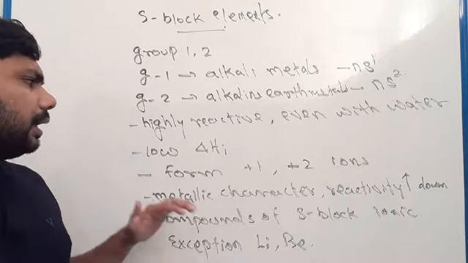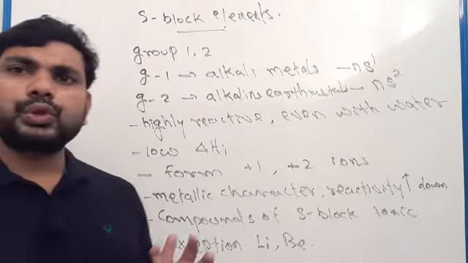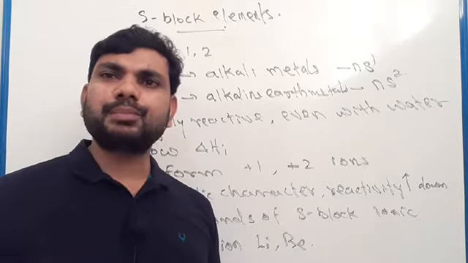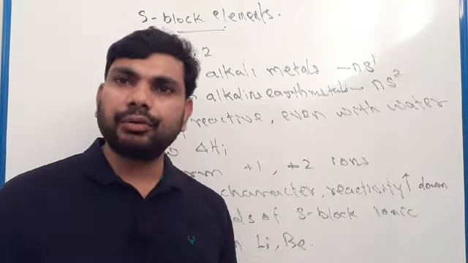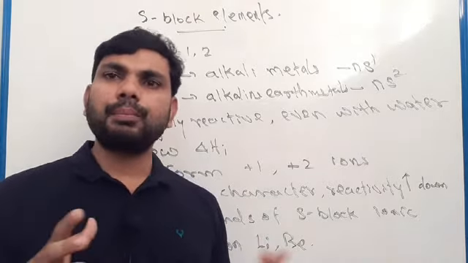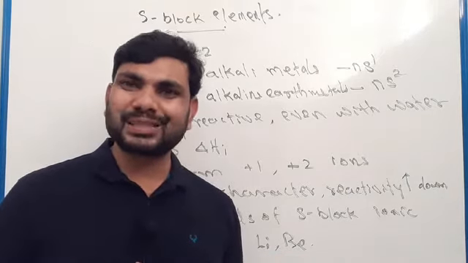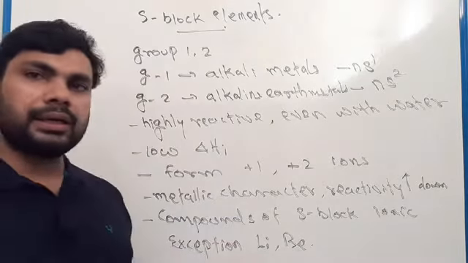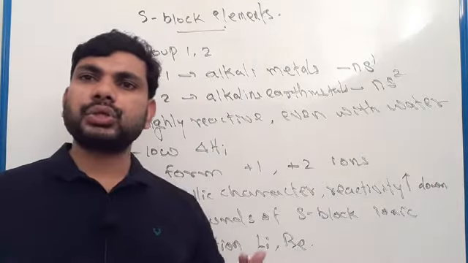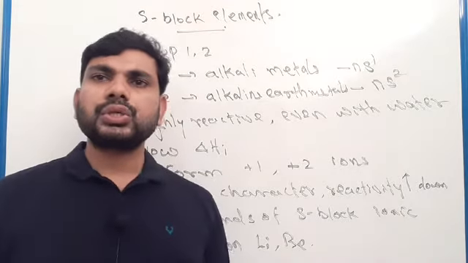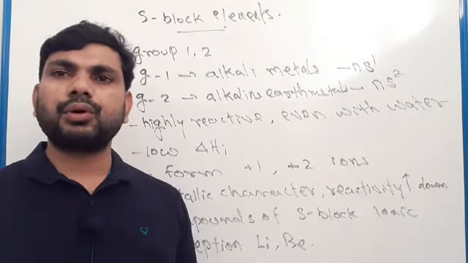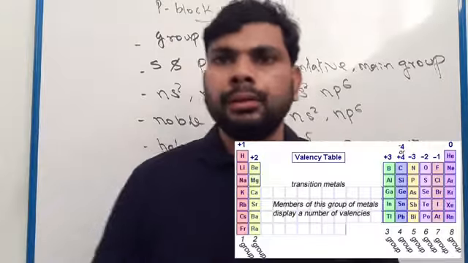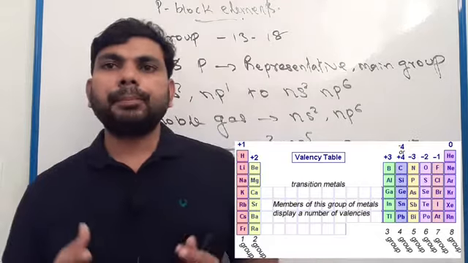So here group 1 and group 2 together are s block elements. The compounds of s block elements are generally ionic in character, except lithium and beryllium, which also show covalent character. So other compounds of s block elements are ionic. Clear?